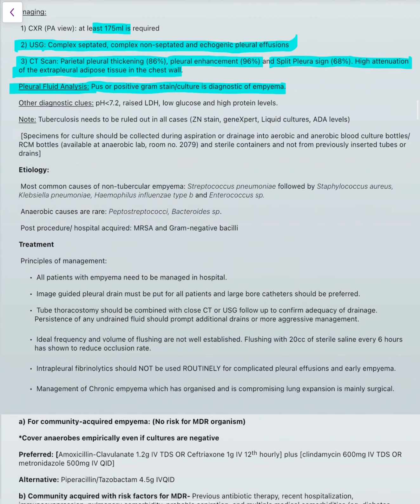Right. What are the diagnostic clues in pleural fluid? That is acidic pH, pH less than 7.2, raised LDH, low glucose, and high protein levels. Okay. Suppose tuberculosis is there, we have to rule it out. In all cases we actually send for tuberculosis also. For that, we send for ZN stain, GeneXpert, liquid cultures, and ADA levels. So ADA levels, CBNAAT we usually do. Other than that, GeneXpert is like PCR only. Liquid cultures take a lot of time, so we avoid that.